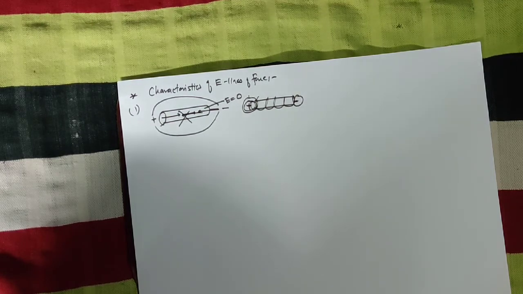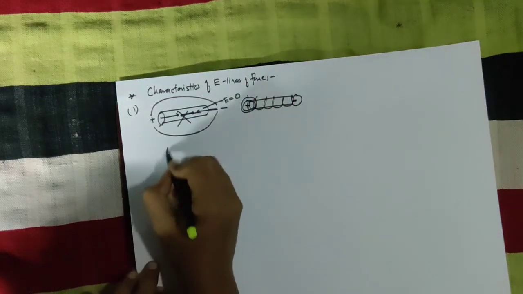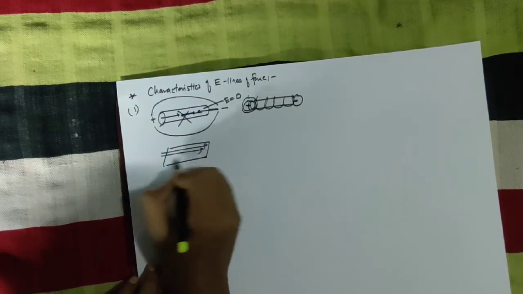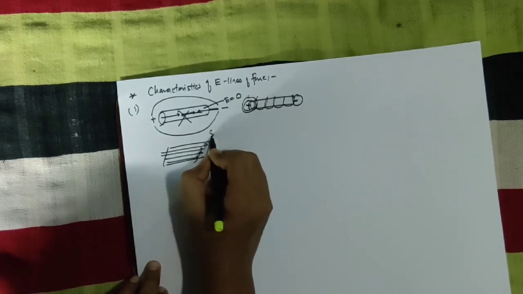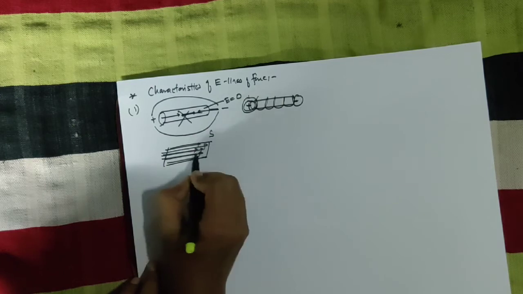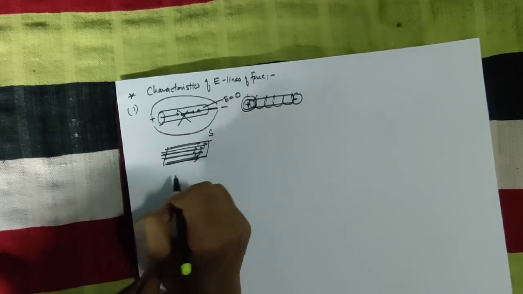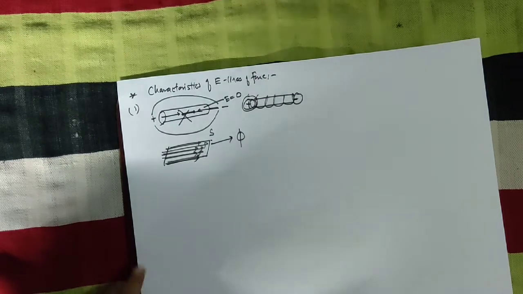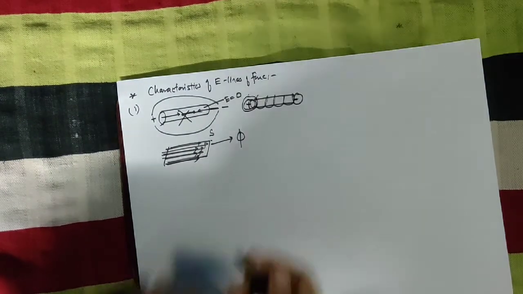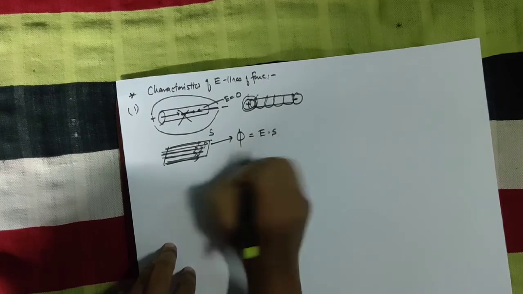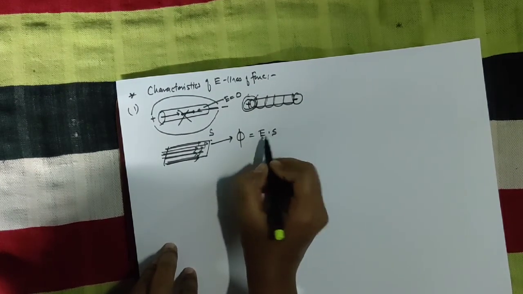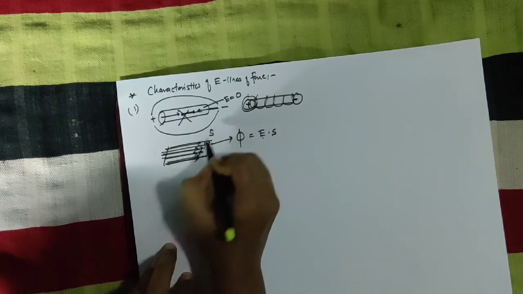Okay. The next definition is electric flux. What is flux? Electric flux is defined as the number of lines of force passing through a given area. Suppose this type of area is given, the total area is represented by S, and n number of lines are passing through this given area. It defines the term electric flux, and its symbol is phi, which we can write as E into S. E is the electric field within the area and S is the total surface area.